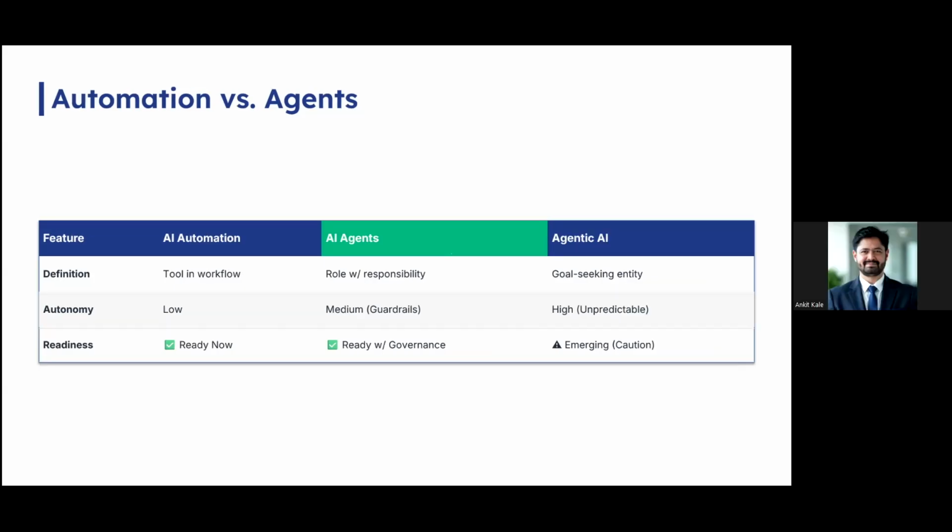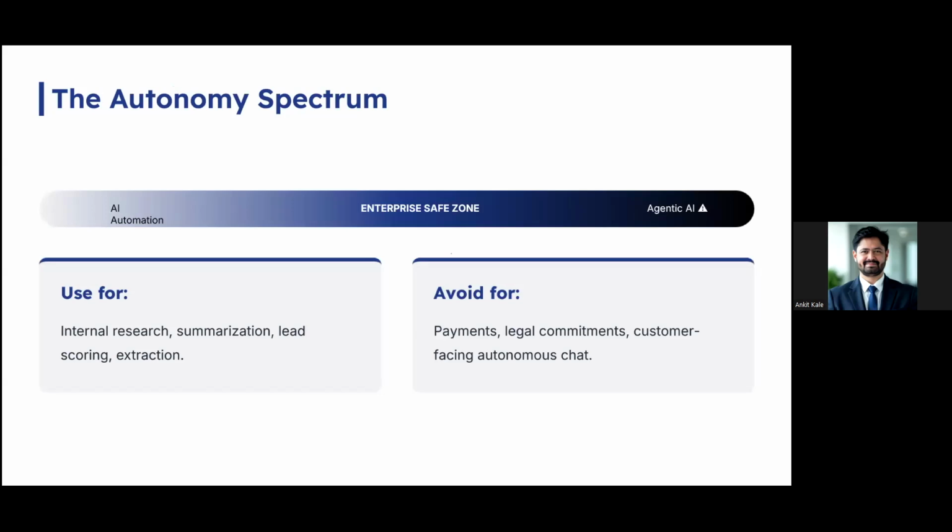Right. So if you see the autonomy spectrum, when to use which. If you want to use automation for internal research or summarization, lead scoring, in that case you can use AI automation. But you can avoid it where payment or legal commitments are required, or customer-facing autonomous chat, which might land you in a difficult spot. This is just an example. It can change depending on the business use case.